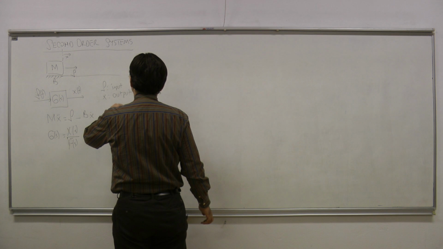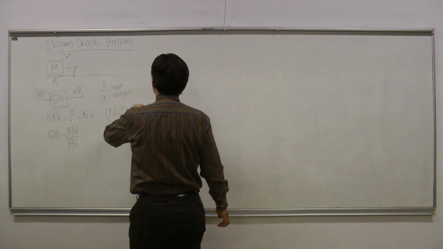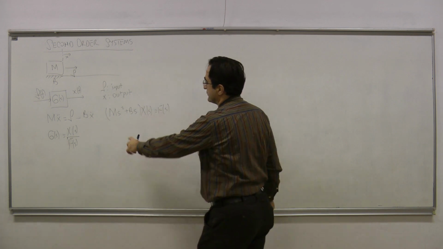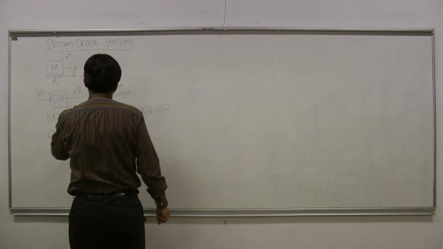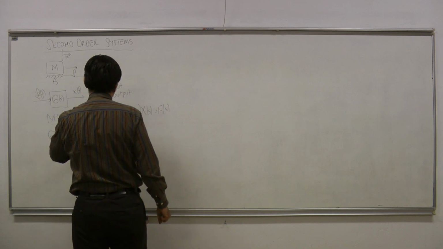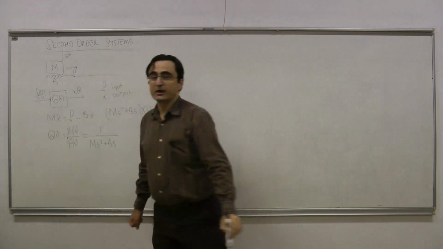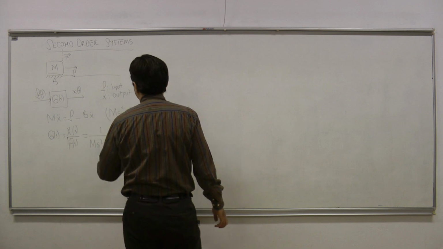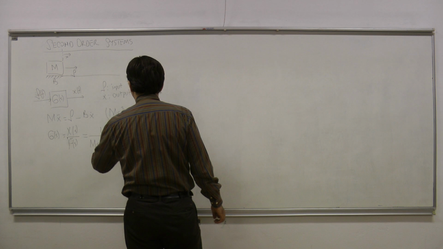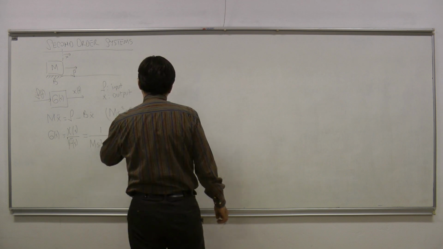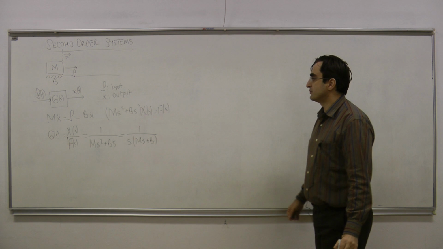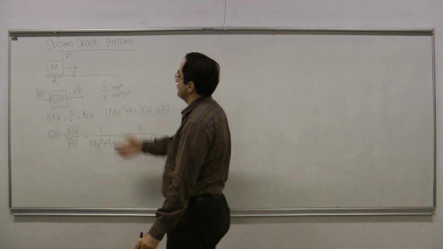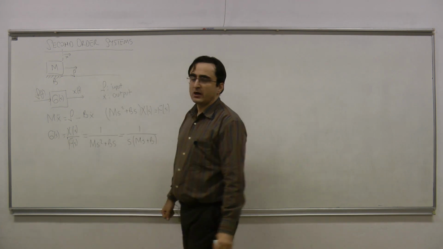I would have (ms squared plus bs) times X of s is equal to F of s. And if I then calculate this ratio for the transfer function, you would see that the transfer function of this system is 1 over (ms squared plus bs). Now I can simplify this a little bit by obtaining the factors of the denominator, I can take s out in parentheses here. In that case, I would have this transfer function. And now I want to control the position of this mass by changing the force that we apply to it.